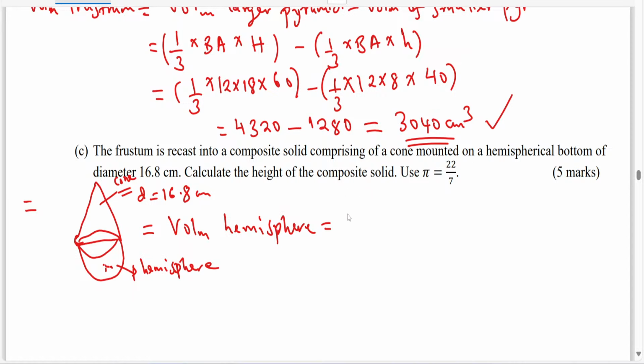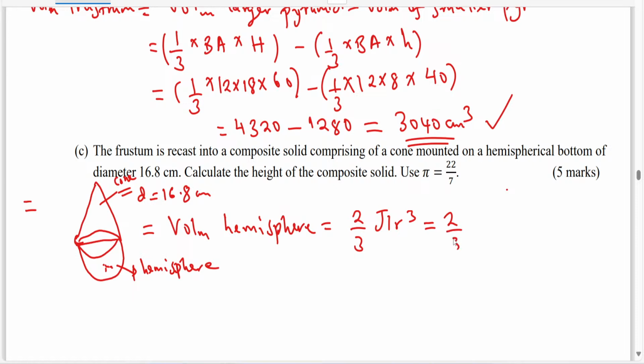So the volume of a hemisphere is given by 2/3 pi r cubed. Remember, this is a hemisphere. Don't confuse it with that of a sphere. A sphere is 4/3 pi r cubed, but a hemisphere is half of it. So a half times 4/3 gives you 2/3 pi r cubed.